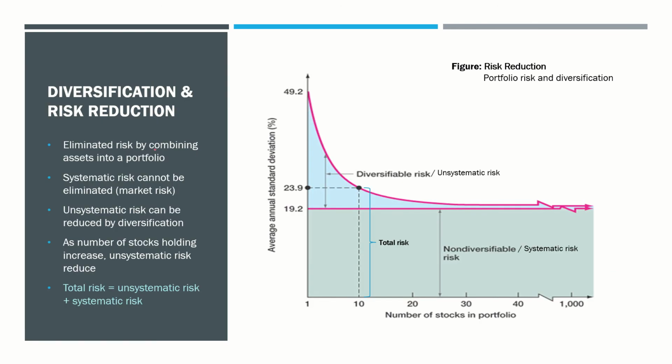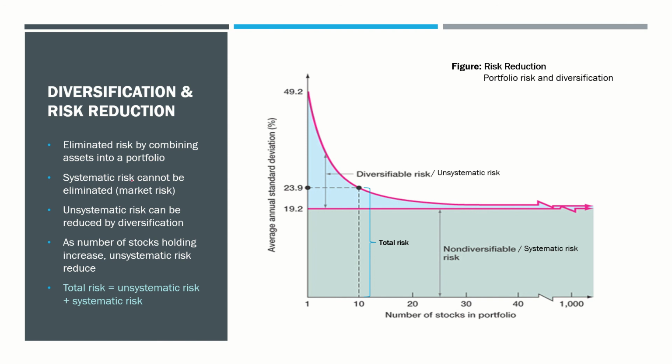Okay, macam mana fungsi diversification to reduce risk? Diversification able to eliminate risk, sebab kita combine beberapa aset dalam portfolio kita. Okay, apa maksud portfolio ni? Portfolio ni kira dalam satu file tu ada banyak-banyak aset lah.